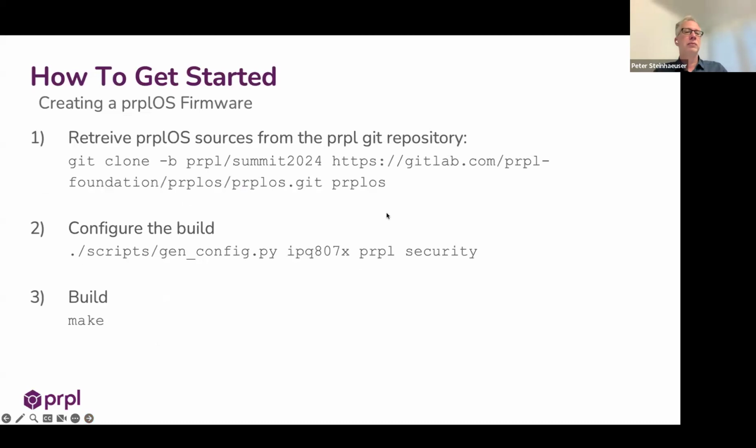Once the preparations are done, the process is very, very simple. You just use the Git client to get the sources from prpl's Git repository. Then we have a set of build scripts, as you can see as an example. You have the genconfig Python script, and it just gets a couple of parameters like the chipset platform, then prpl for the base system, and then you can add other components like prpl Mesh, LCM, etc. You type make, you build the firmware, and then depending on the device, you flash it. And that's it. The detailed processes are all described for each reference platform in GitLab. So this is openly available also for non-members.